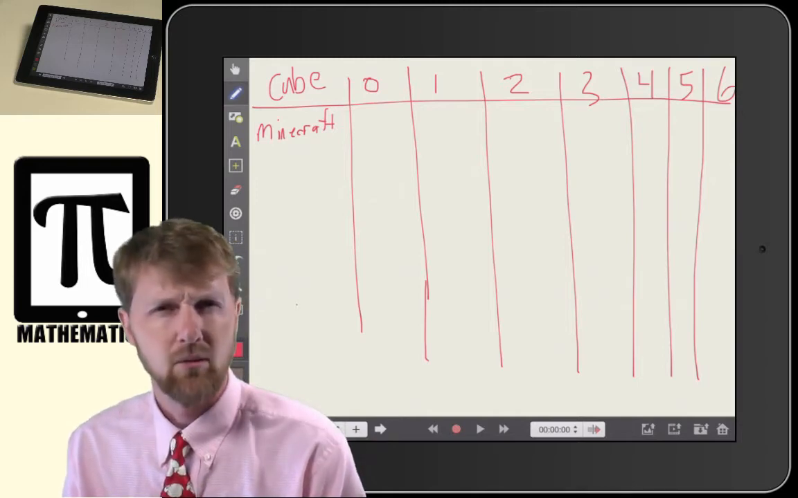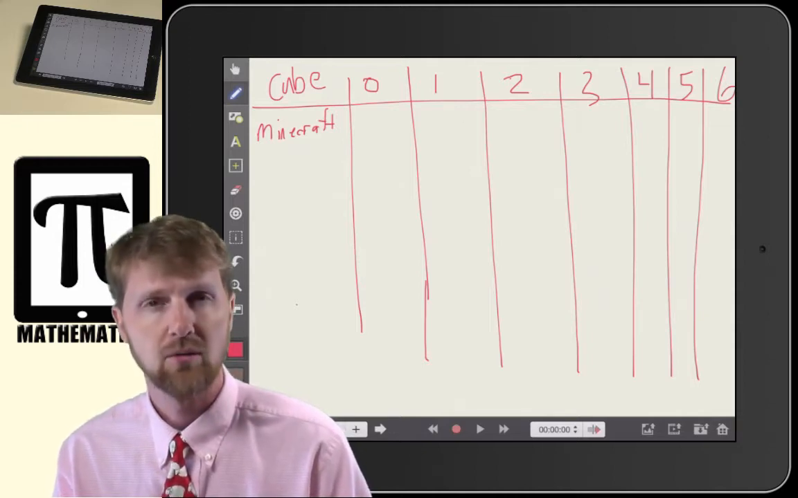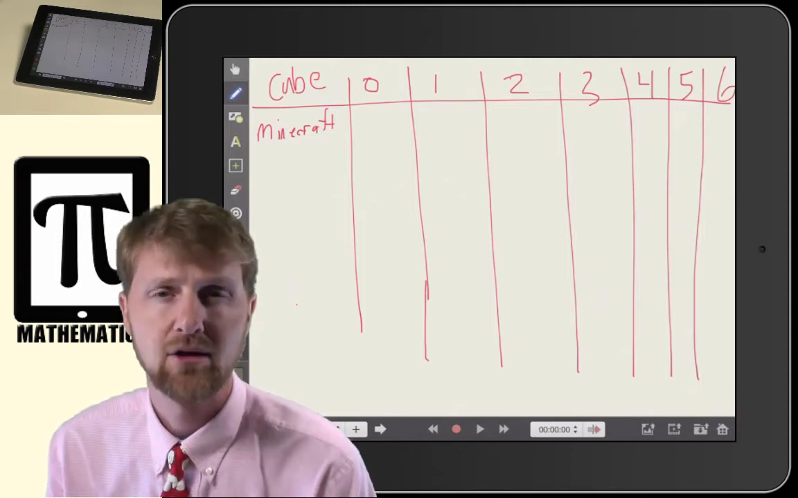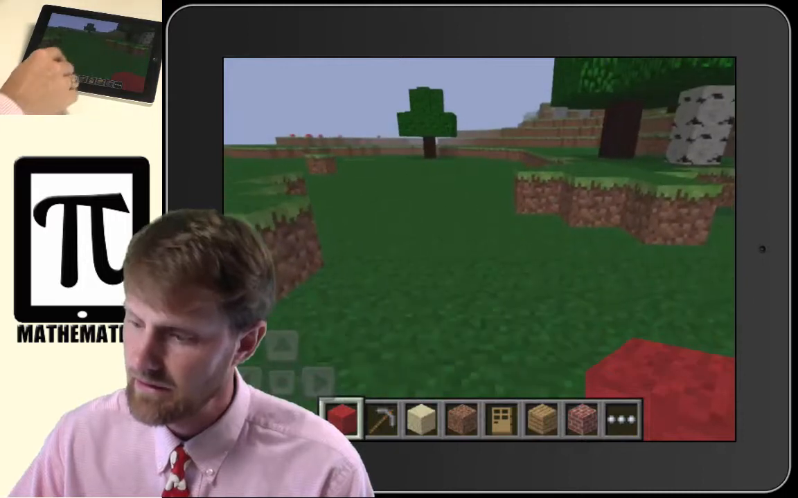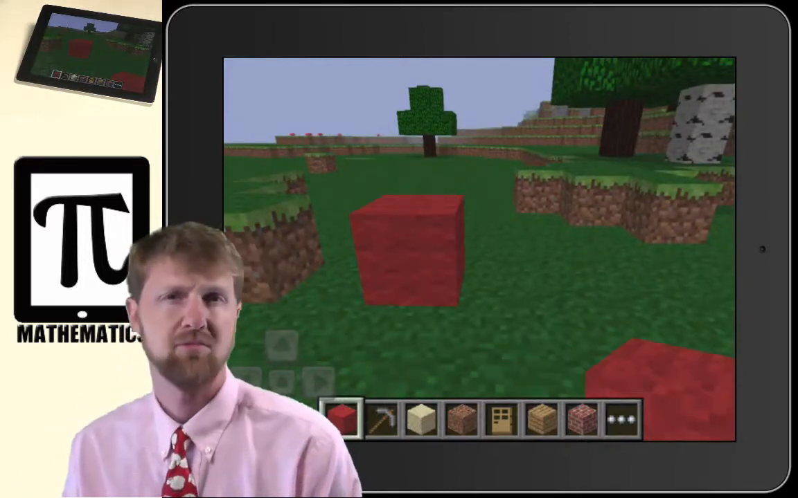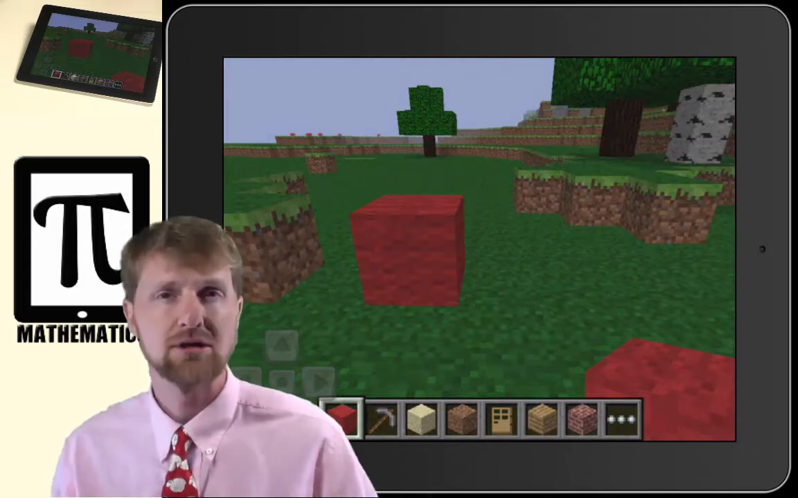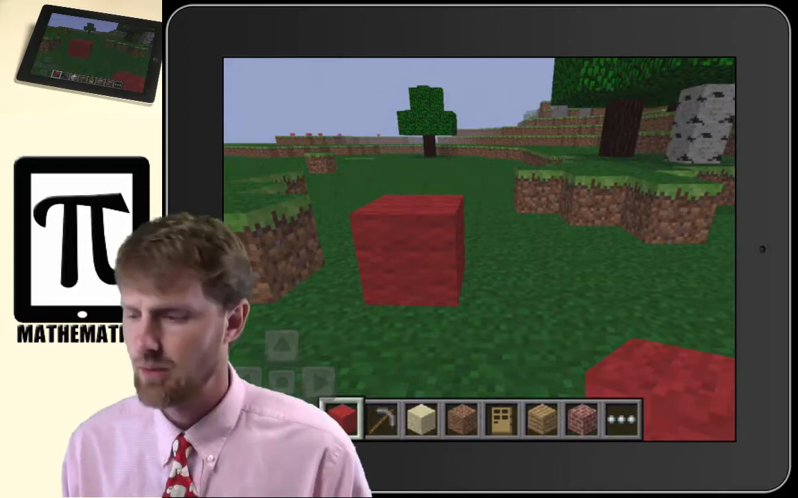Then you want students to get to a point where they say, oh, I need to know how big the original Minecraft block was. I need to know how big this Minecraft block is. Great question. And that starts the discussion. That grabs their attention and engages them in the problem.